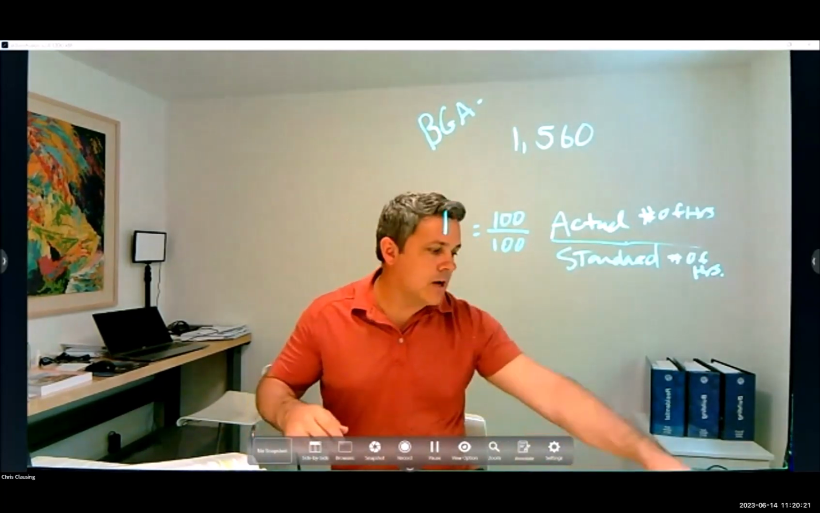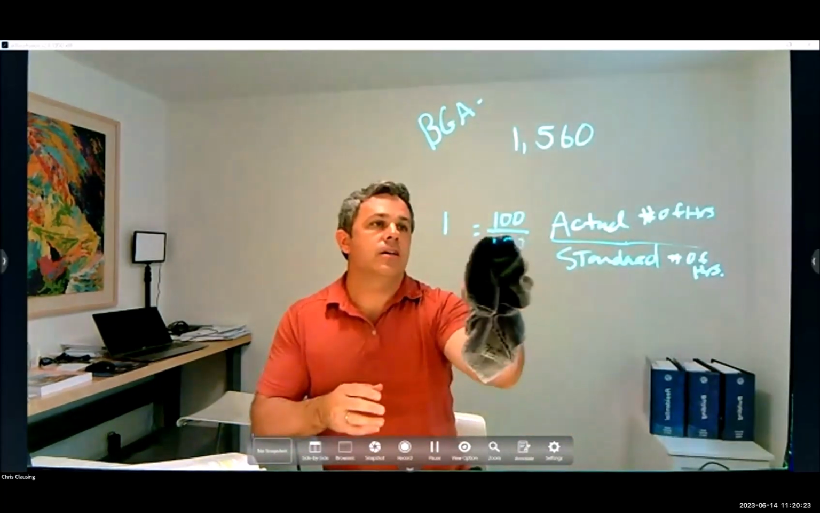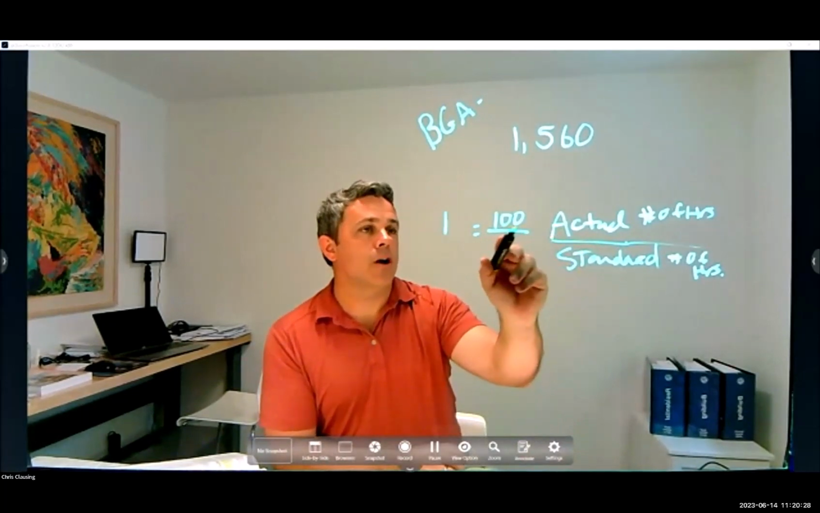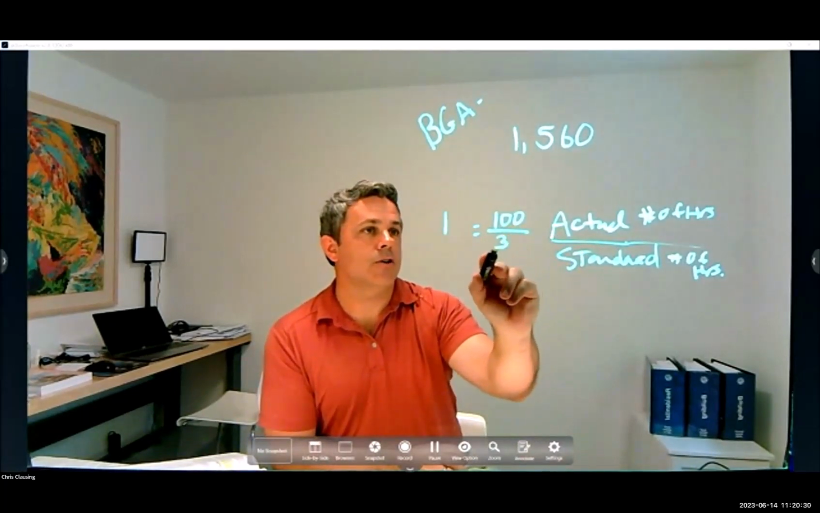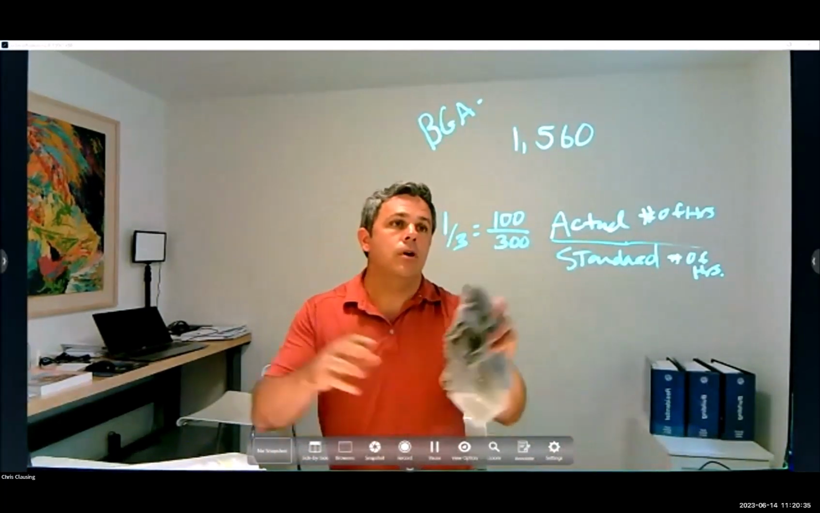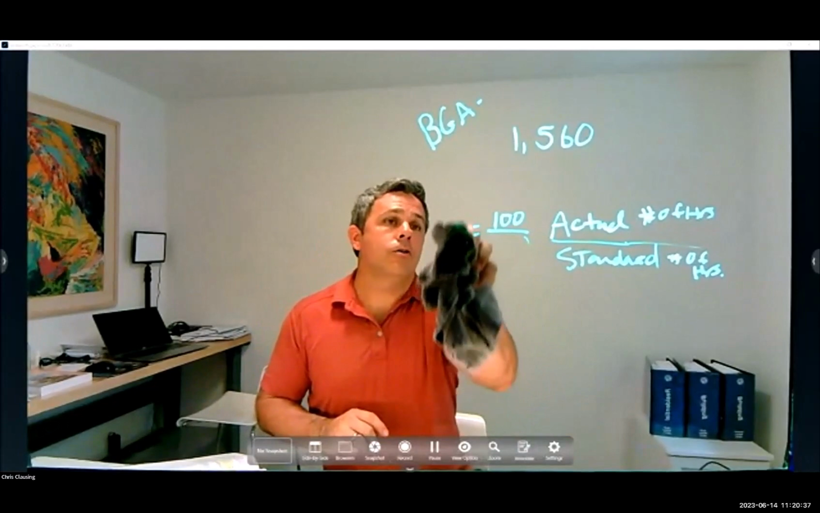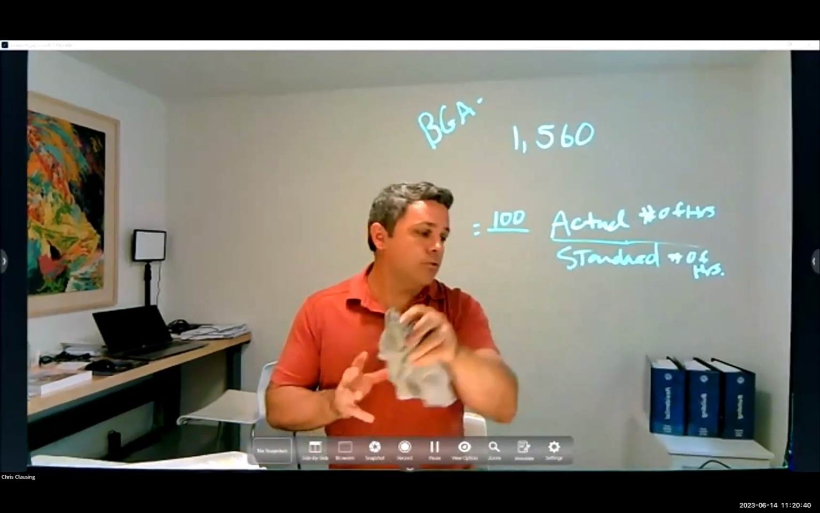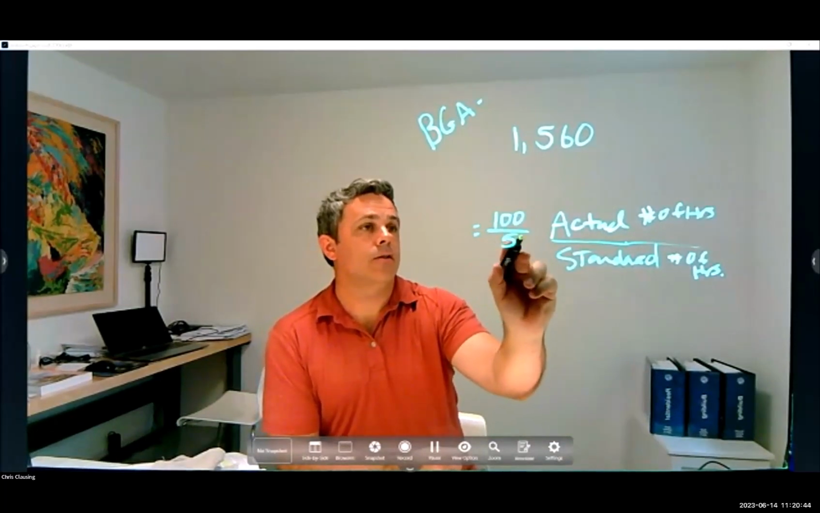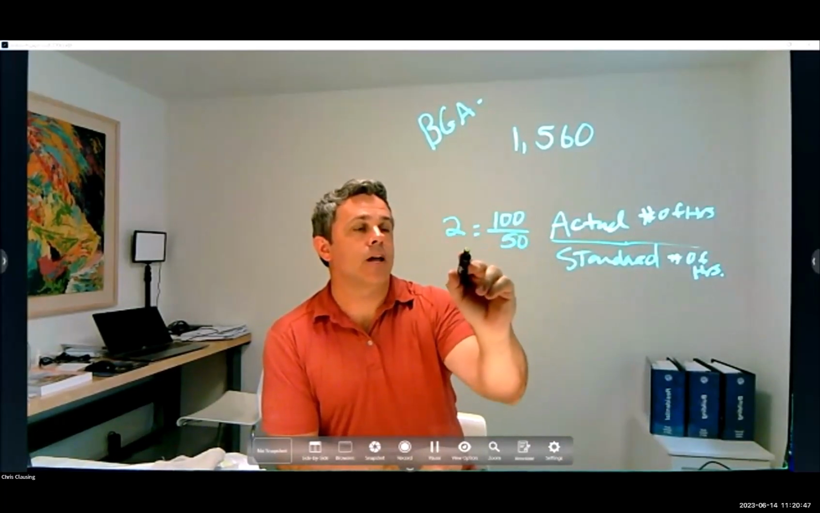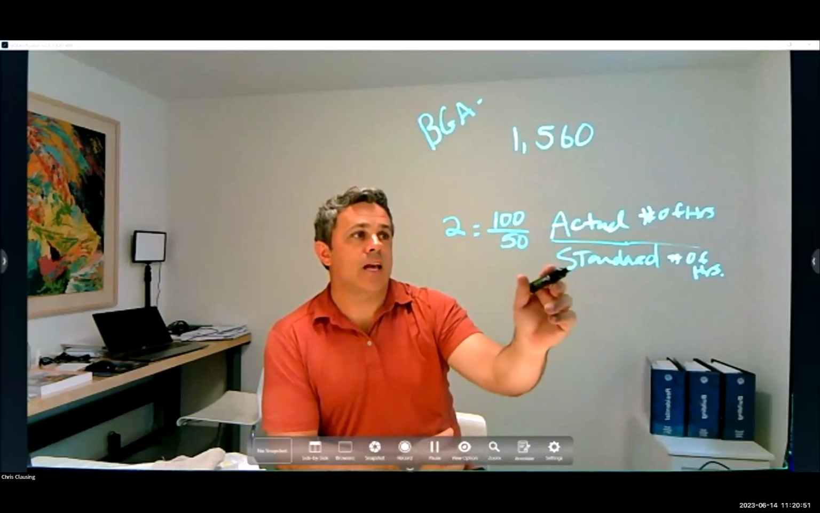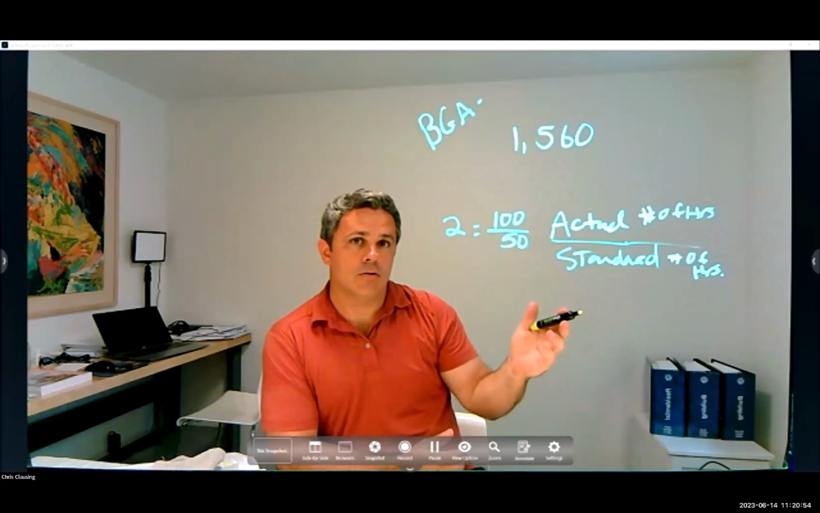If your actual hours is 100 and your standard is 300, then you're at 1/3. You're good. That's great. If your actual is 100 and your standard is 50, then now you're at a 2, so this job is taking you twice as long as it should.